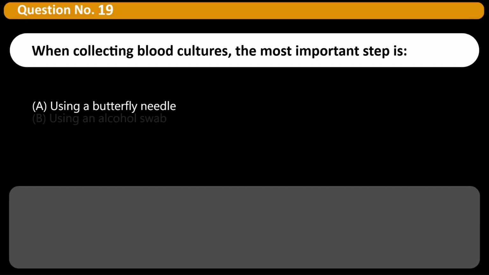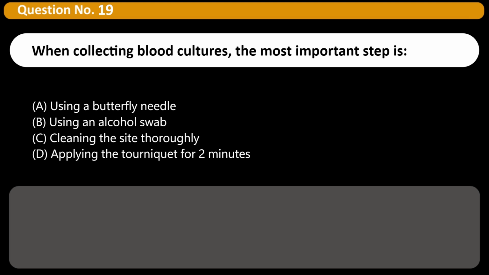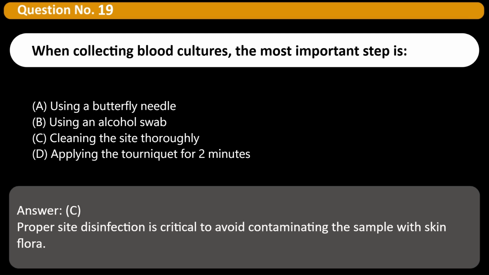When collecting blood cultures, the most important step is A. Using a butterfly needle. B. Using an alcohol swab. C. Cleaning the site thoroughly. D. Applying the tourniquet for 2 minutes. Answer: C. Proper site disinfection is critical to avoid contaminating the sample with skin flora.